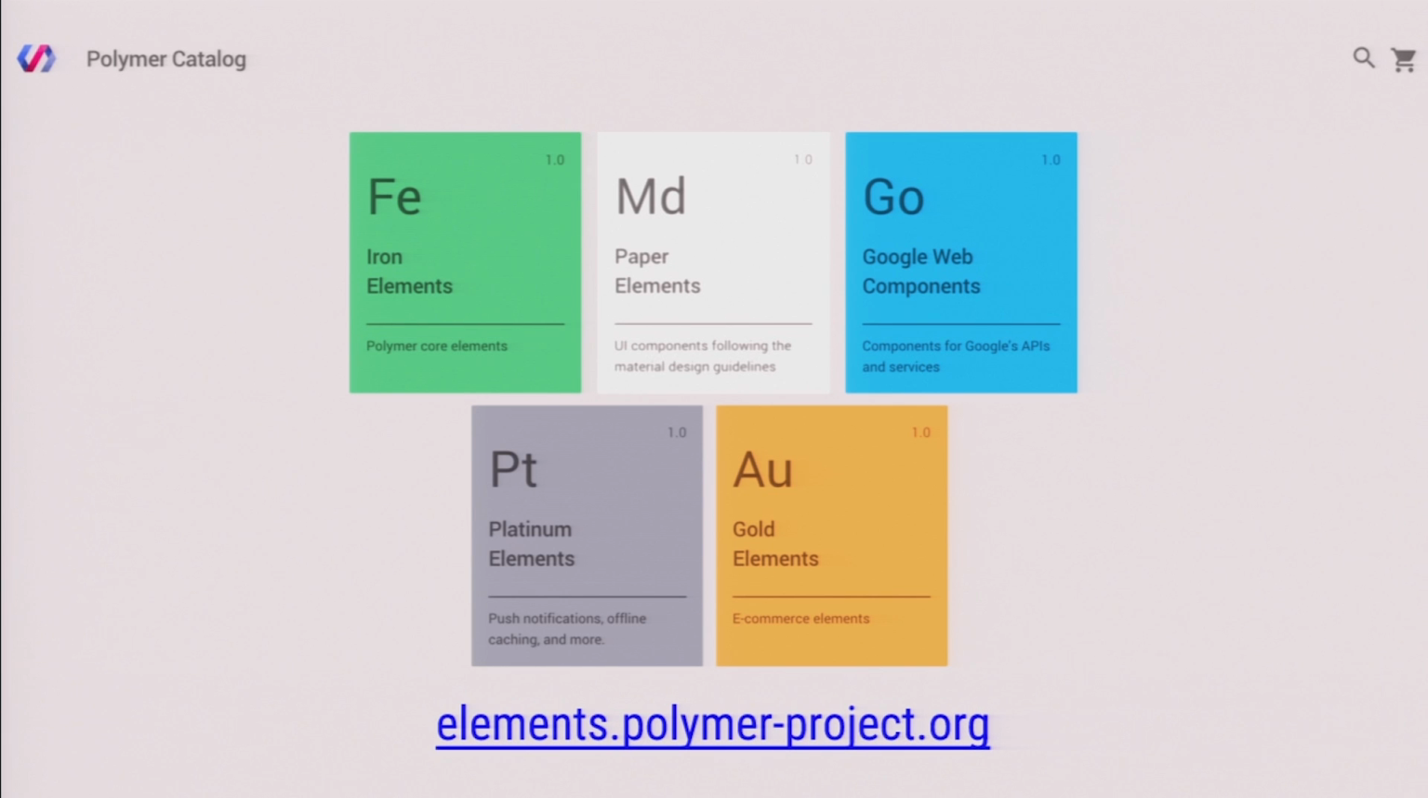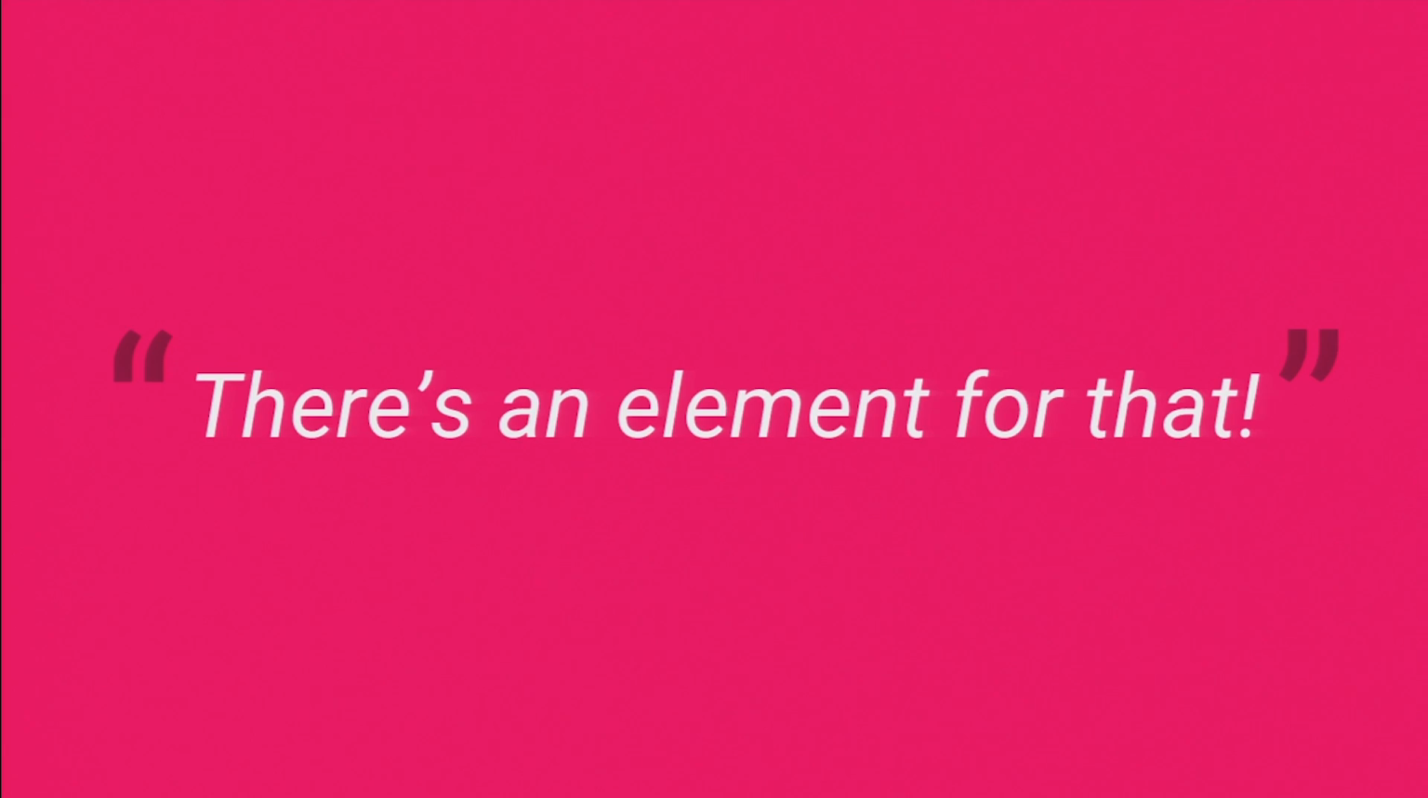All right, so that's what's shipping today. This is a really important link for folks, and again, this will all be in the slides that get sent around later. But if you wanted to go and use these yourself and see all the documentation, see the list of everything that's available, elements.polymer-project.org. Super important. It'll take you to our catalog, and the next time you want to add a feature to your app, you can say that there's an element for that.